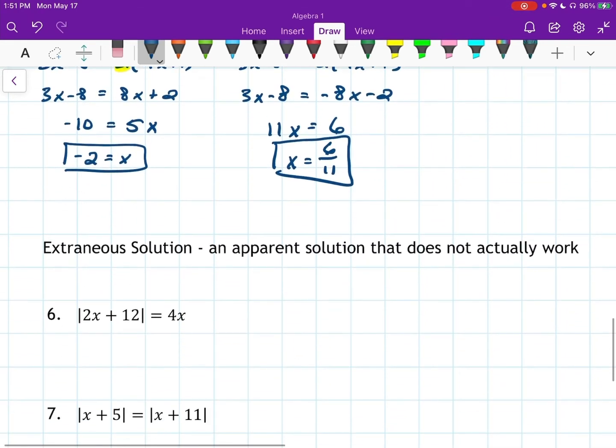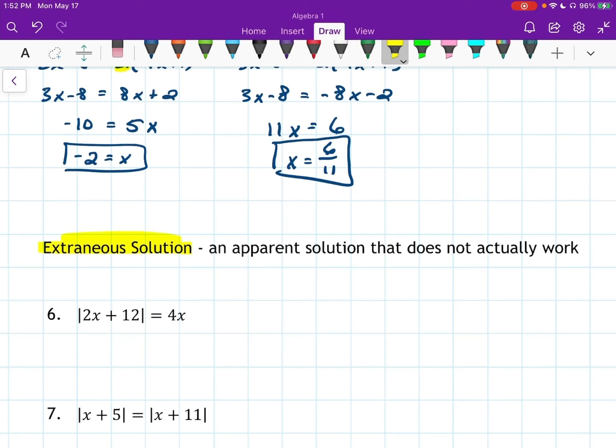Next up, an extraneous solution. And this is something that's going to stay around for a while. An extraneous solution is something where the equation kind of breaks while you're getting your answer. It breaks in a way that it gives you an answer that isn't actually an answer. So that if you plug back in, you'll find that, well, that never happened. That was a bad answer.